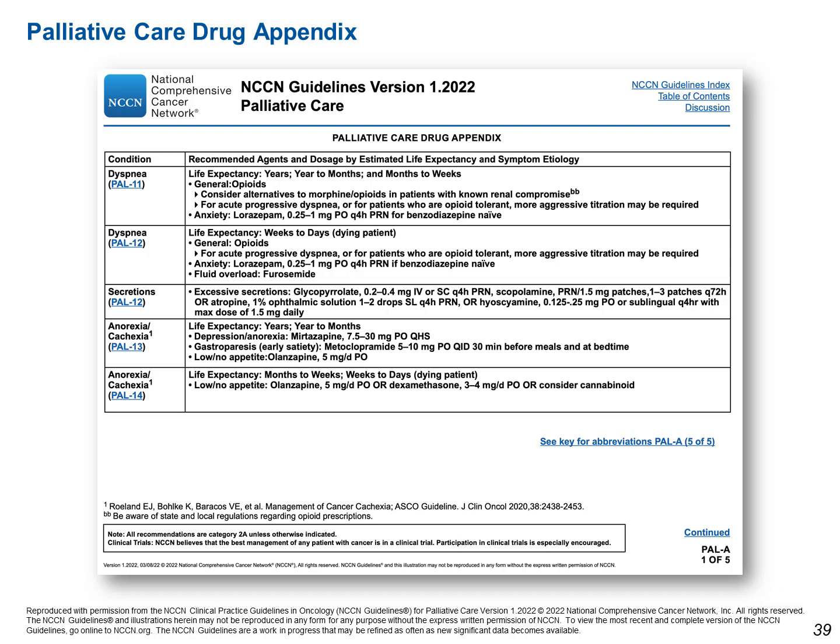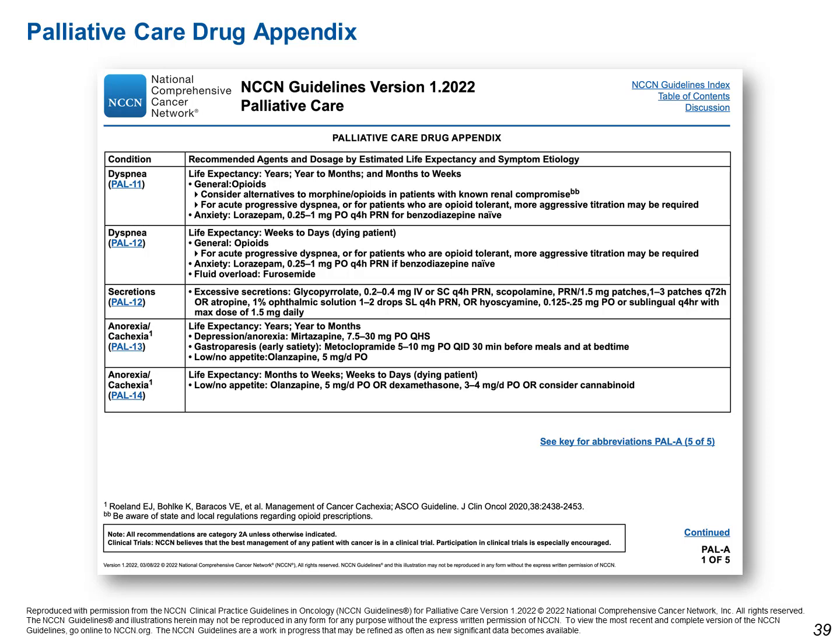If the life expectancy in a patient with anorexia or cachexia is years to months, identify and correct depression-related anorexia with mirtazapine, a good drug, at doses of 7.5 to 30 milligrams PO QHS. For gastroparesis and early satiety, think about metoclopramide, 5 to 10 milligrams PO 4 times a day, 30 minutes before meals and at bedtime. For low or no appetite, olanzapine seems to help as well, 5 milligrams per day PO.